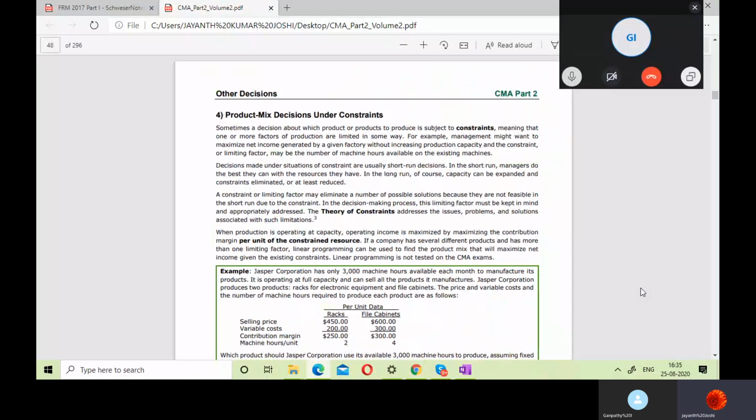So sometimes a decision about which product or products to produce is subject to constraints, meaning that one or more factors of production are limited in some way. For example, you have a small piece of land, or you have less labor, anything you can have like a constraint. For example, management might want to maximize net income generated by a given factory without increasing production capacity, and the constraint or limiting factor may be the number of machine hours available on the existing machines. So they want to increase their income from the factory without increasing production capacity. Why? Because their machines can't work beyond a certain number of hours in a day.